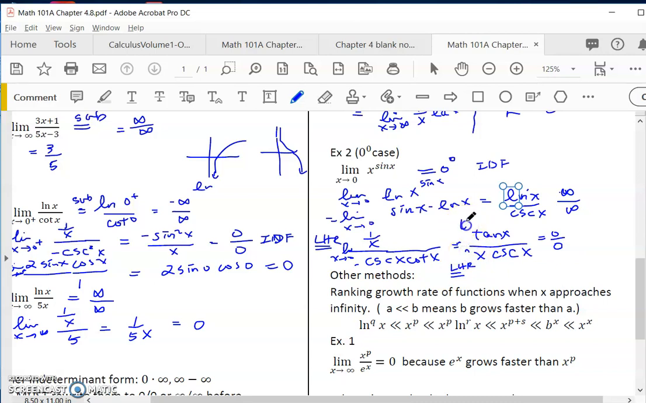I forgot my limit, I should write the limit, x approaches 0. The derivative of the top would be secant squared x. The derivative of the bottom is the product rule, so it would be x cosecant x cotangent x plus cosecant x. So when you plug in 0, you would have 1 on top.